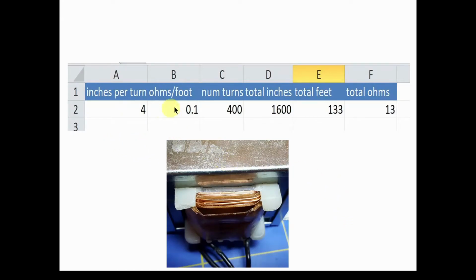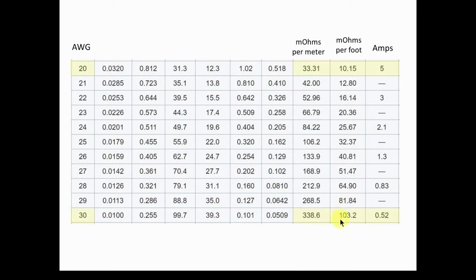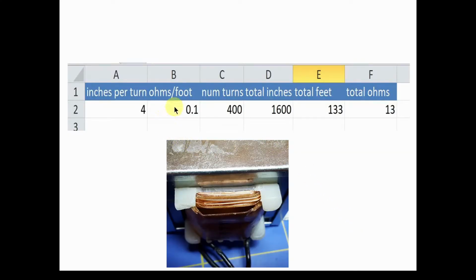So I've gone to Excel real quick to calculate the total ohms based on how many expected turns and how much total length of wire. For the 120 volt on the inside, which is a 30 AWG, I figured about 4 inches per turn. Again, we said 1 inch by 1 inch by 1 inch by 1 inch, so one turn is about 4 inches. Again, a ballpark, but close enough. And we said 0.1 ohms per foot for this 120 volt. It's right here, 103 milliohms per foot. So I'm going to say 0.1 ohms per foot.